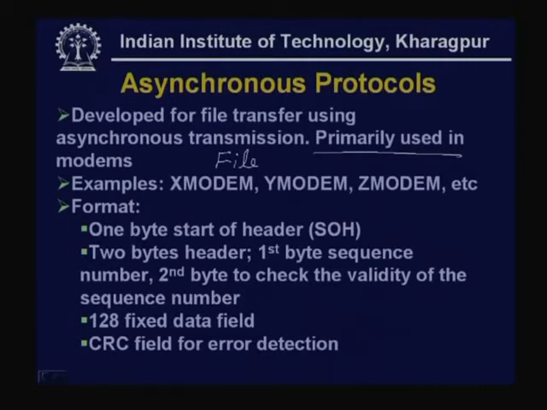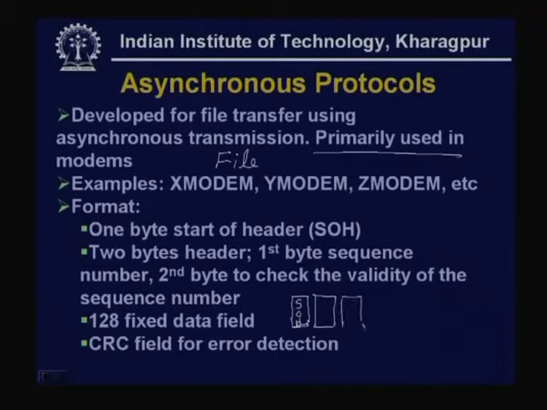So the character format is briefly specified here. It has 1 byte start of header. So you have a character which is SOH, start of header, and it is followed by 2 bytes of header.